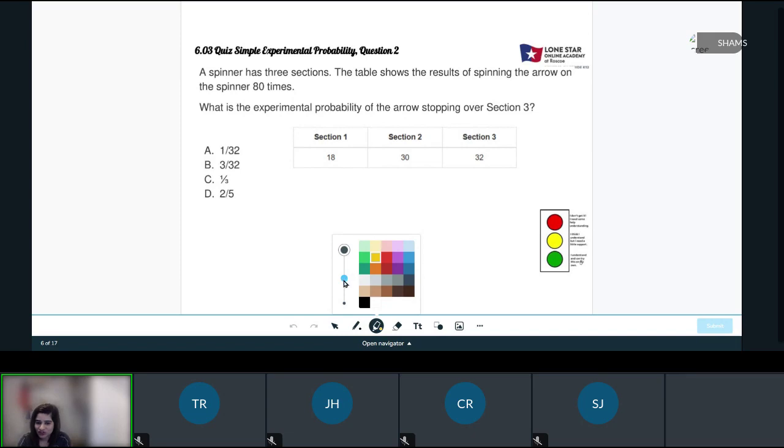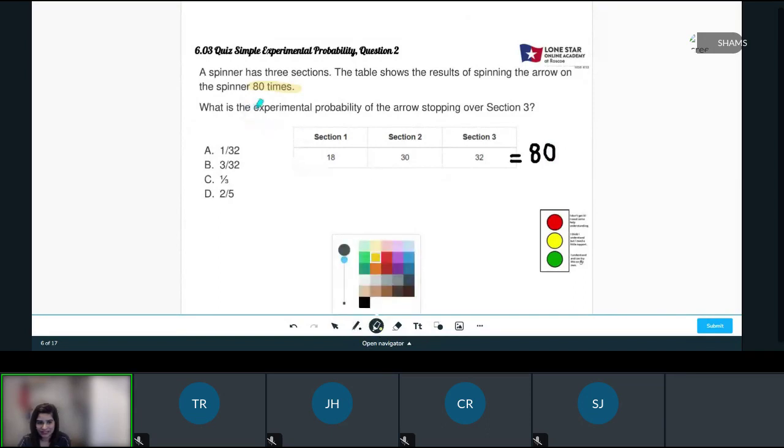Here, this is question 2, variety 1. The spinner has 3 sections. The table shows results of spinning the arrow on the spinner 80 times. They have been kind. They told you 18, 30, 32. They gave you the total. Total is 80. Altogether, there were 80 spins.